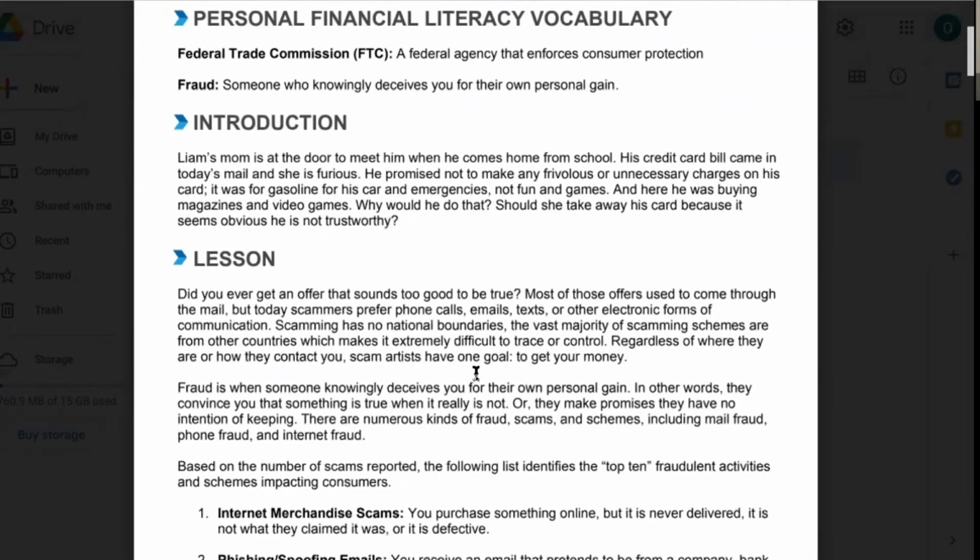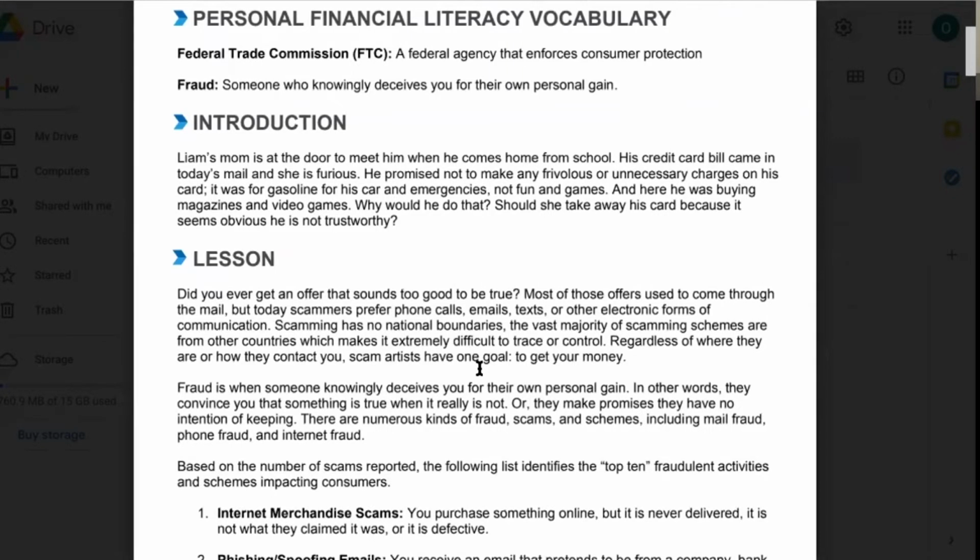So it starts out with an introduction, a scenario, as all the lessons do, where it has a young person named Liam, and his mom is at the front door to meet him when he comes home from school. And his credit card bill has come in the mail, and she is mad. He promised not to make any frivolous or unnecessary charges on his card. It was for gasoline and emergencies only, not for fun and games. But there's been video games, all sorts of other things on there. Why would he do that? Should she take his card away because it seems obvious he is not trustworthy?